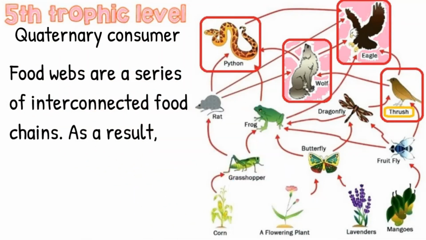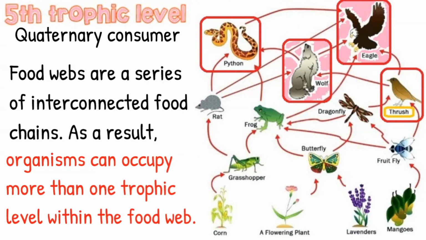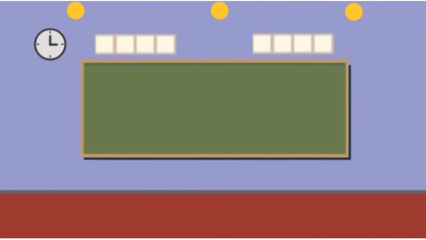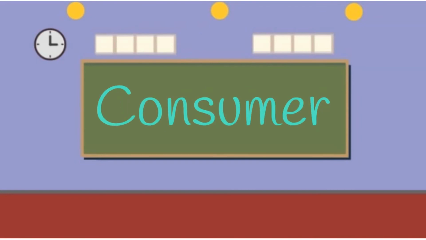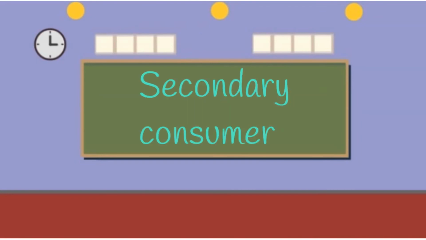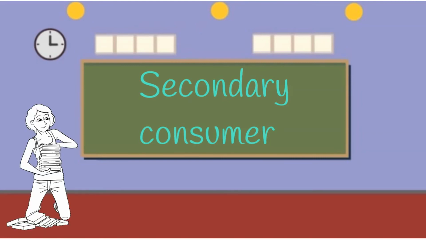As you can see, food webs are a series of interconnected food chains. As a result, organisms can occupy more than one trophic level within that food web. This is important to know because these layering names, trophic level, consumer, producer, second consumer, are often used in examination questions. Now, let's look at a scenario.